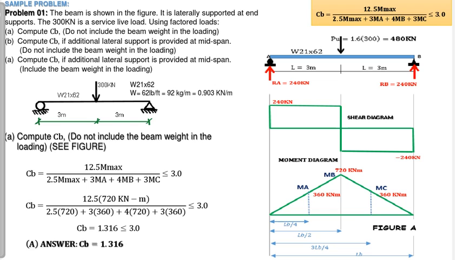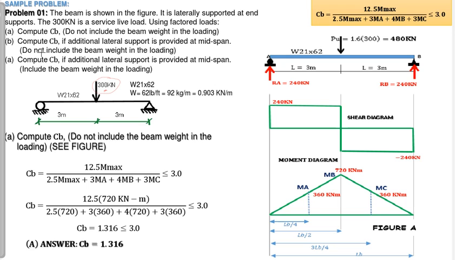So, we have here sample problem 1. The beam is shown in the figure. So, this is our beam. So, we have concentrated load. It is laterally supported at end. So, simply support siya. The 300 kilonewton natin is the service live load. So, service live load itong 300 kilonewton natin.